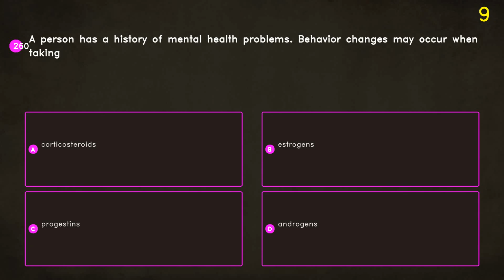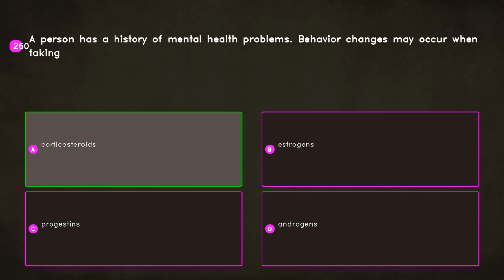Question 260. A person has a history of mental health problems. Behavior changes may occur when taking A. corticosteroids, B. estrogens, C. progestins, D. androgens. The correct answer is corticosteroids.